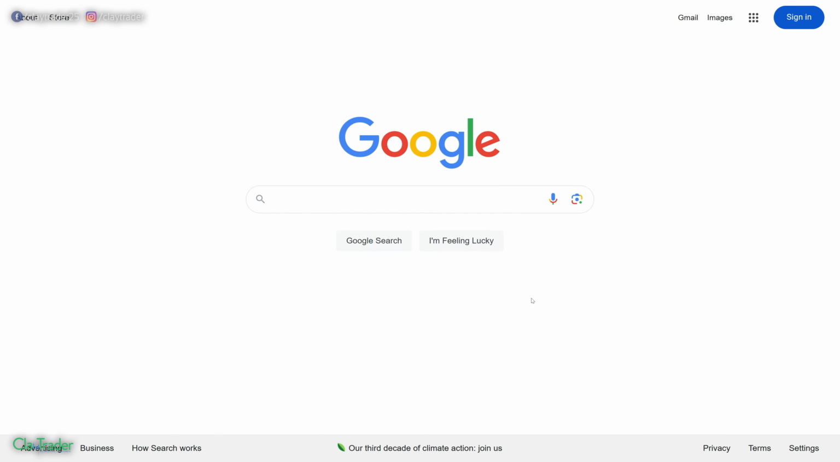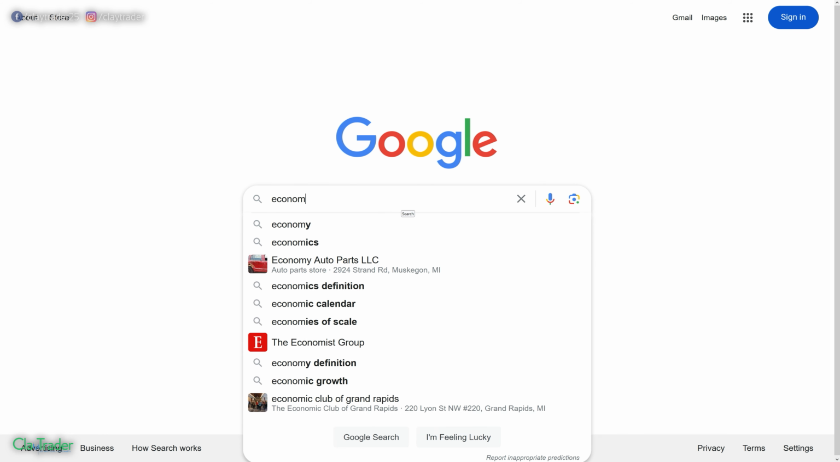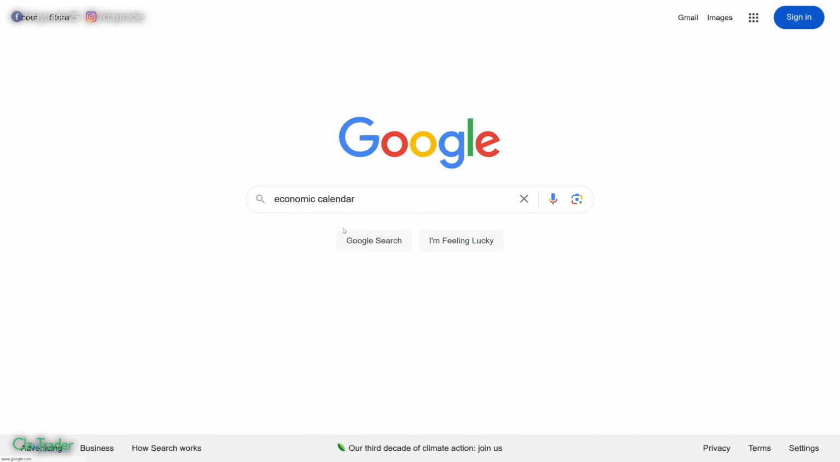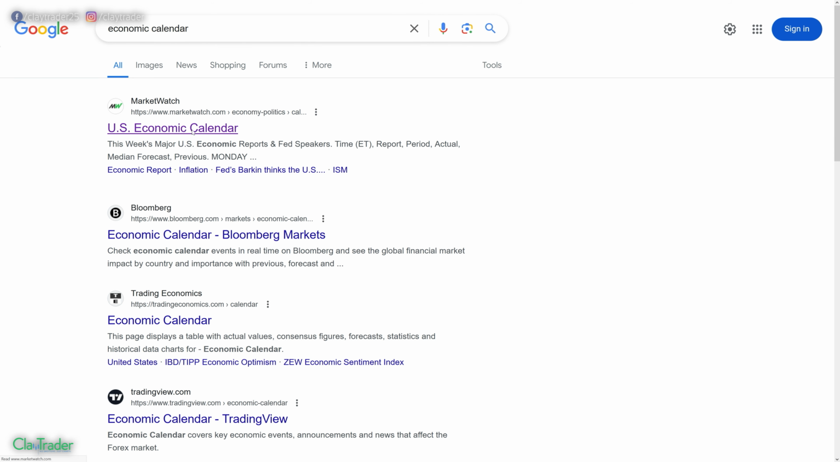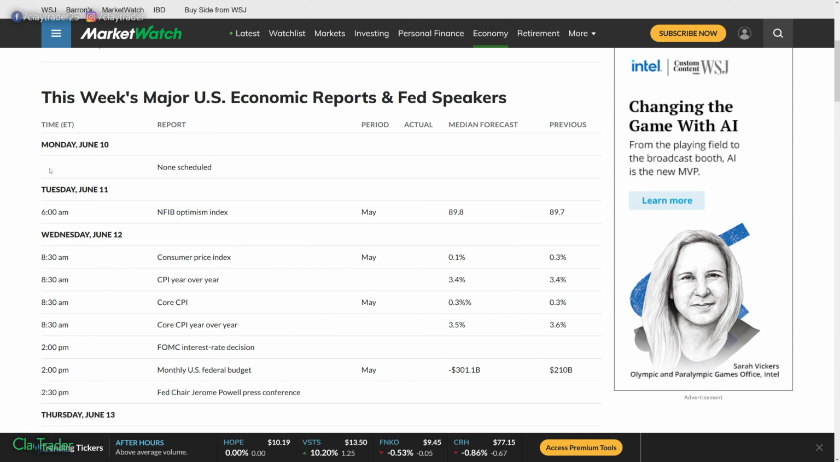So let's first start off with, how do you find it and how does it work? I don't want to insult anybody's intelligence because I think everybody knows how to use Google, but it's really this simple. So economic calendar, look, it populates right there, click on that, and let's just go to Market Watch here. And right here we have what an economic calendar is all about. You have a list of events and their times.